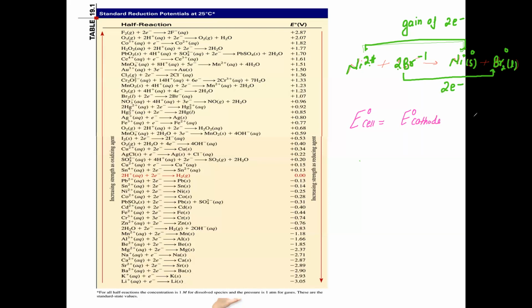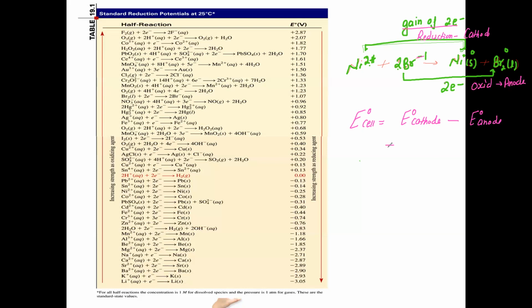Okay. Dhruv is saying nickel is the cathode and bromide is the anode. Is he right, children? Because gain of electrons is reduction, and reduction means cathode. Loss of electrons is oxidation, and oxidation means anode.